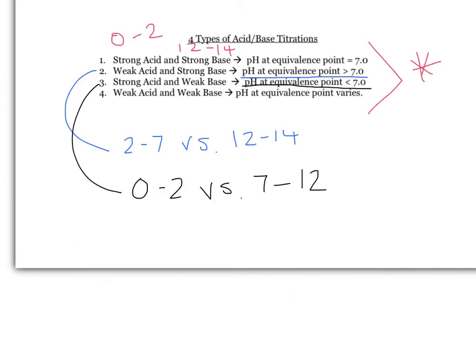Then we have a weak acid and a weak base. Since a weak acid can be anywhere between 2 and 7, and a weak base can be anywhere between 7 and 12, it's really unsure of what the pH at the equivalence point would be.